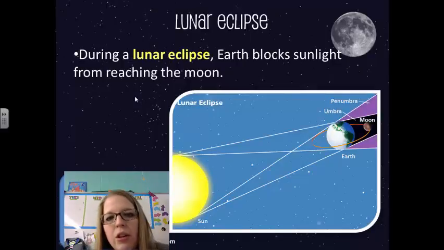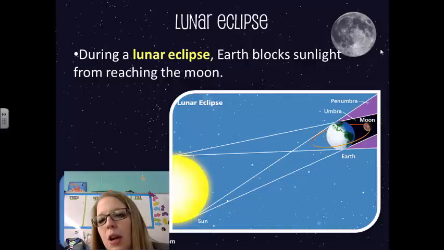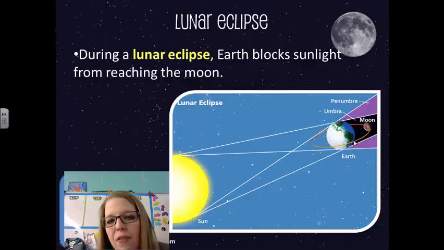Okay, next word, lunar eclipse. A lunar eclipse is what just happened. It's when the Earth blocks the sunlight from reaching the moon. So it was going to be a full moon, the Earth's shadow got in the way, and the moon kind of goes reddish and hazy, and then the Earth's shadow moves off the moon again. So draw this picture: sun, Earth, and moon. This happens during a full moon always.